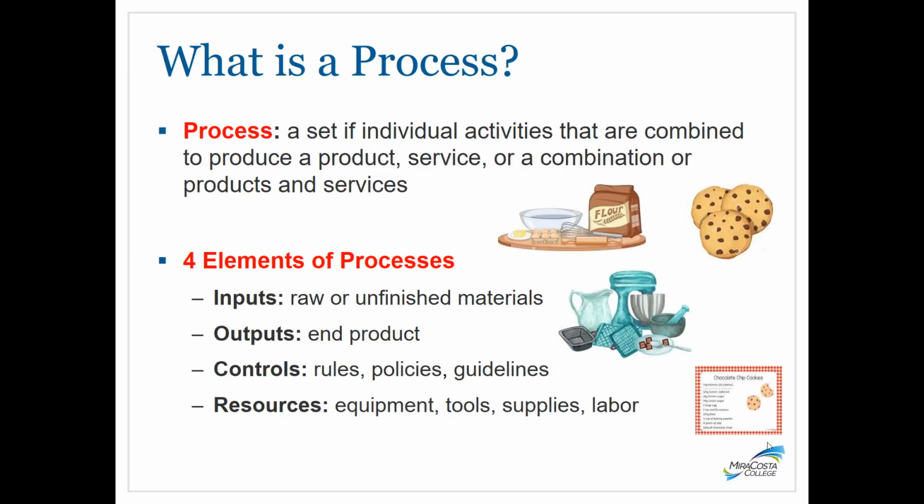In a manufacturing environment, the overall process plan to make an item is often referred to as a manufacturing routing, which is based on a series of individual processes. Using baking as an example to demonstrate the four elements of processes, we have the ingredients like eggs and flour as our inputs, the cookies being the final output or end product, the recipe instructions as our controls, and our baking tools like a mixer and pans as our resources.